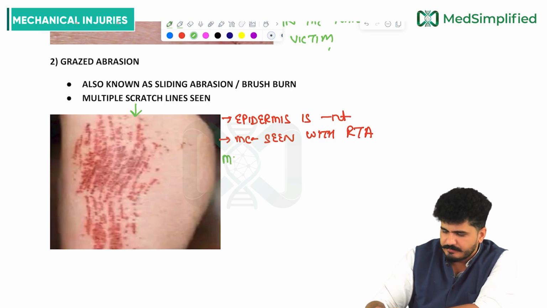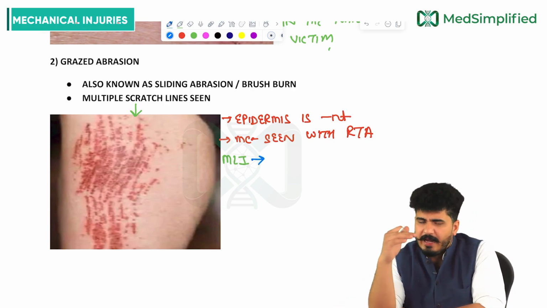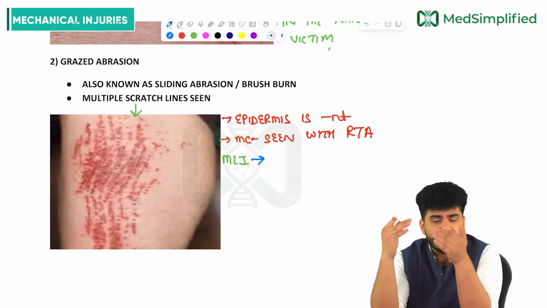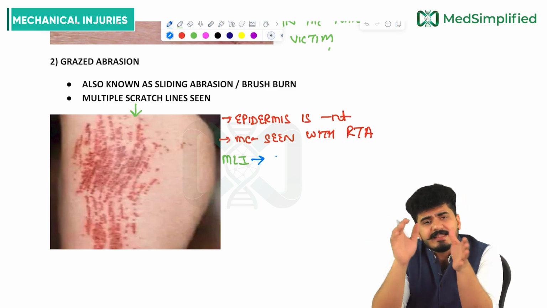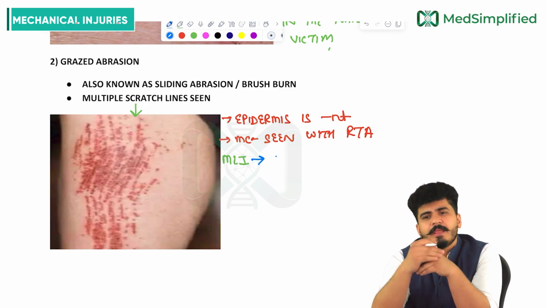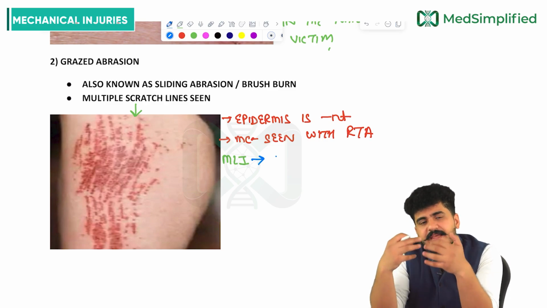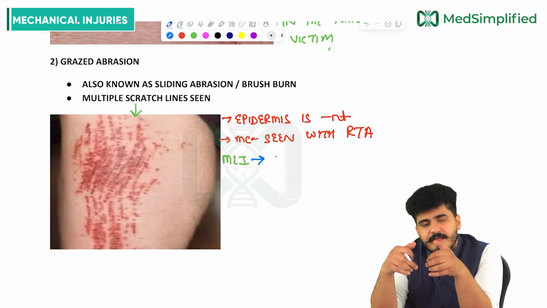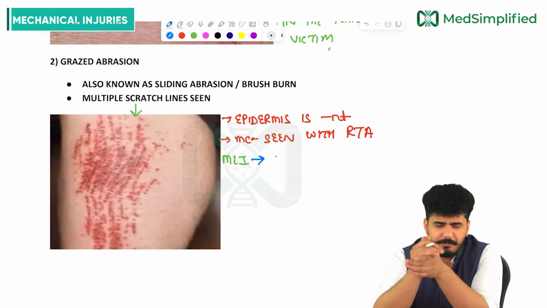Medico-legal importance, guys, remember. If someone had a road traffic accident and someone is saying that the person died because of the road traffic accident, but on the body there is no abrasion, no grazed abrasion, my dear friends, that means the history is not matching the actual scenario. That means the person who is telling you the story is lying. So in this way we can use the knowledge in forensic medicine, evidence collection and report making, my dear friends.